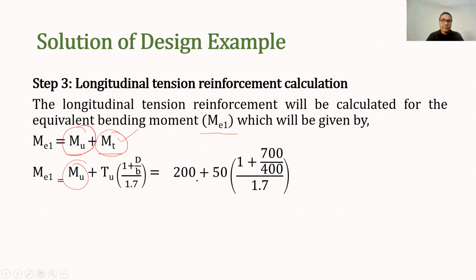So putting all the values here, 200 is already given there, and for D by B, either we put that in mm or in meter, we simply need to find out the ratio of that, and then we will be able to calculate the value of ME1, which is 280.88 kilonewton meter. So we have to design reinforcement for this moment. But before designing the reinforcement, first of all, we have to find out whether our beam section is an under reinforced section, over reinforced section, or a balanced section.